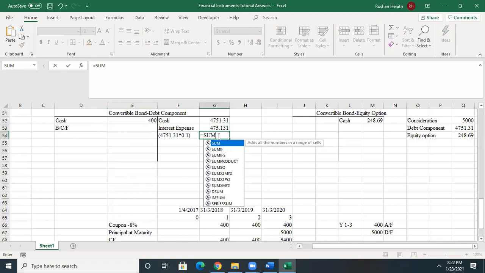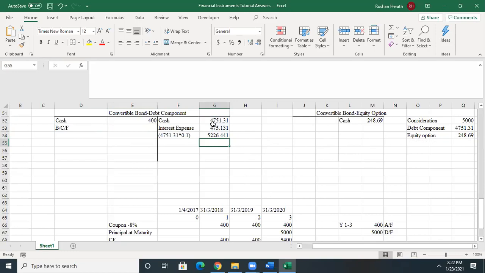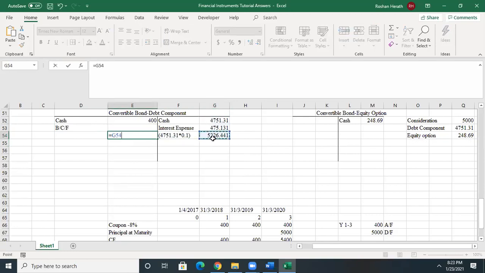So therefore if you take the amount outstanding at the end of the period, and that is what the amortized cost is.